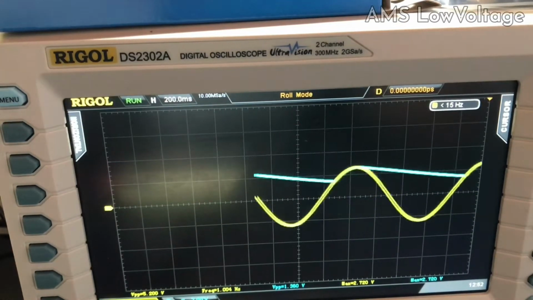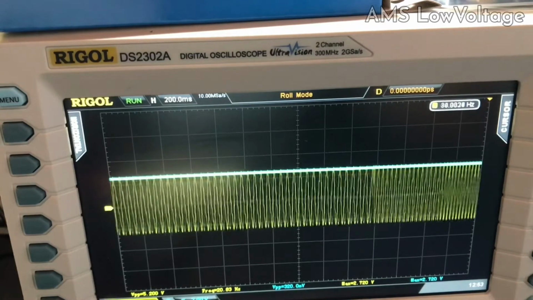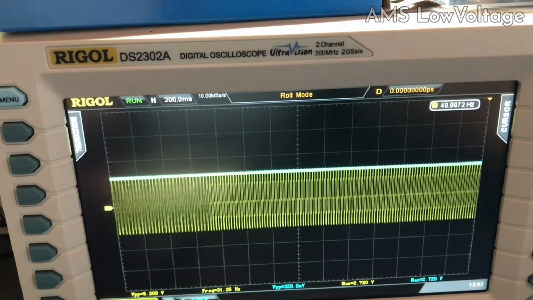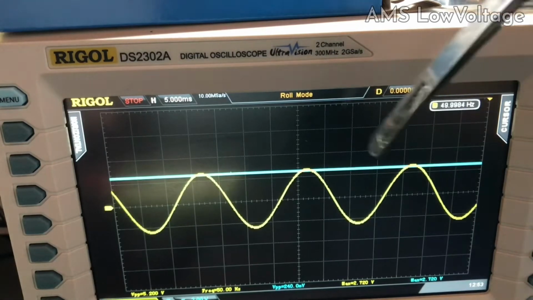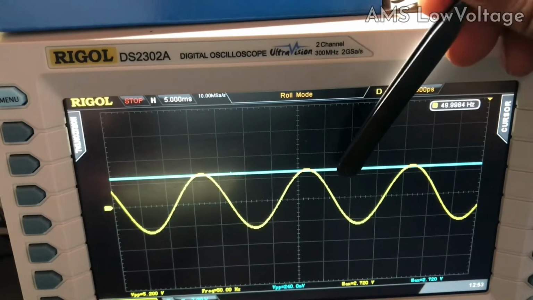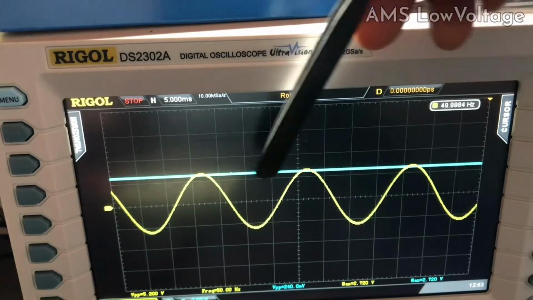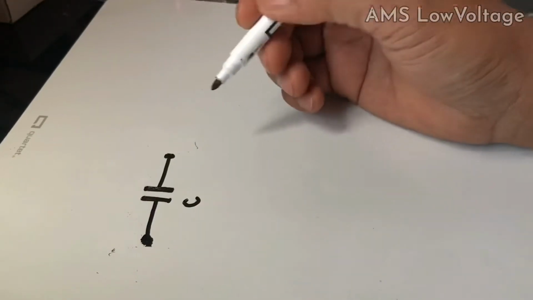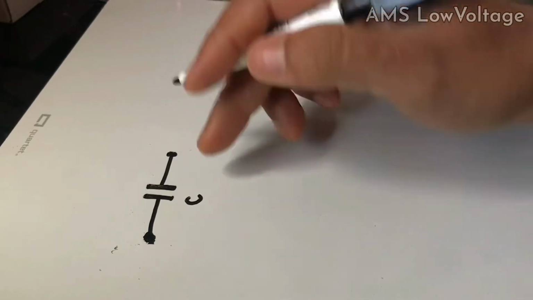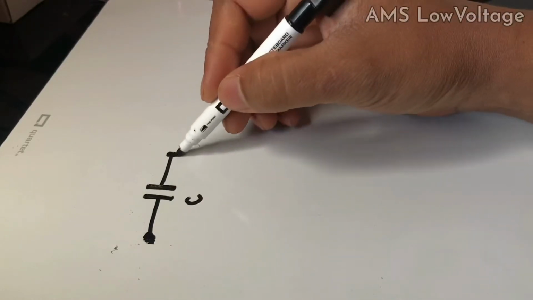If I increase the frequency, 30, 40, 50, and then stop this one and see, it's a completely nice DC. So I have talked about the clamp circuit and then the peak detector. The clamp circuit was like this.